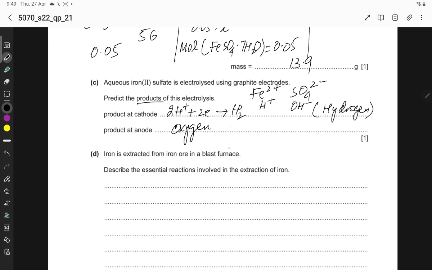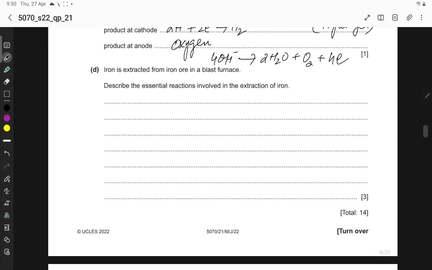So for oxygen reaction at anode, just write down for your information 4 OH ion to form 2H2O plus oxygen and plus 4 electron. So no need to write down chemical equation, so just write down the product because he asked you to predict the products of this electrolysis.